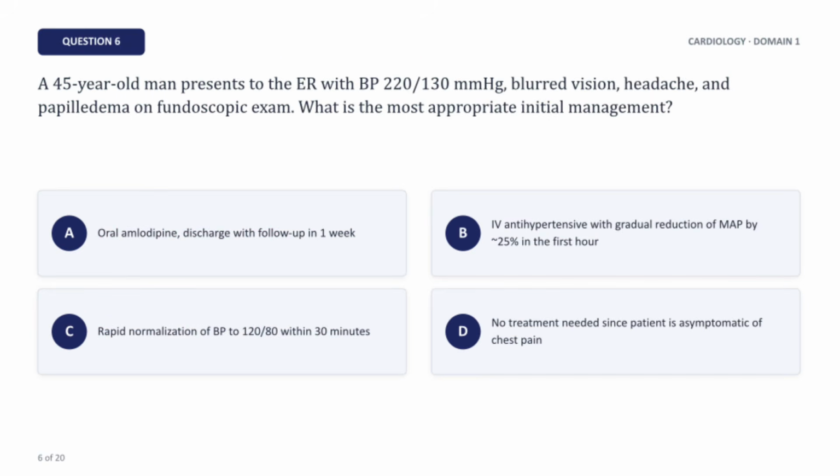Question number 6. A 45-year-old man presents to the ER with BP of 220/130 mmHg, blurred vision, headache, and papilledema on fundoscopic exam. What is the most appropriate initial management? Option A. Oral amlodipine discharged with follow-up in 1 week. Option B. IV antihypertensive with gradual reduction of MAP by 25% in the first hour. Option C. Rapid normalization of BP to 120/80 within 30 minutes. Option D. No treatment needed since patient is asymptomatic of chest pain.